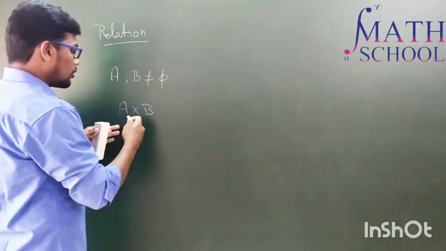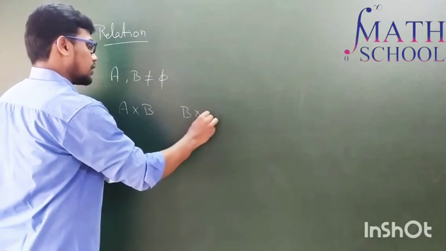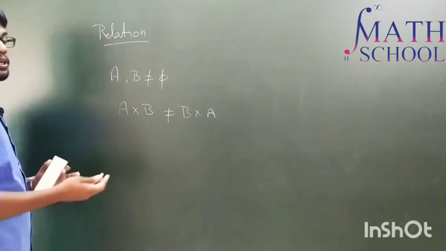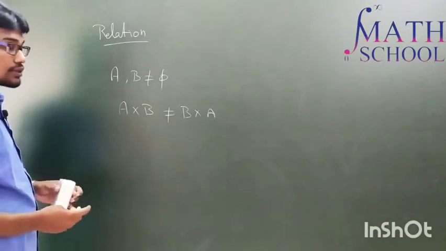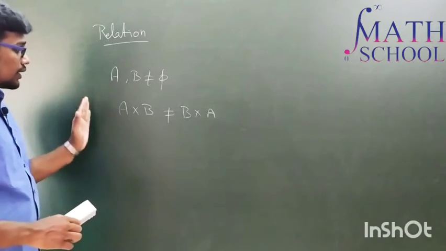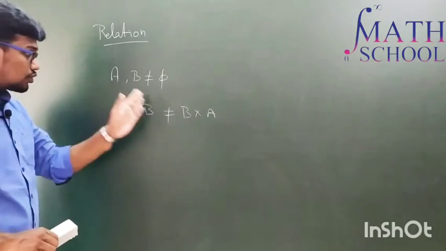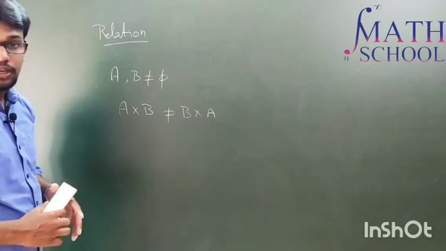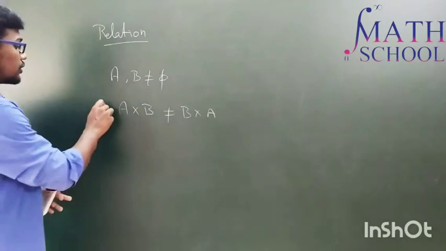And we know how to define B cross A, right? And we have already seen that A cross B need not be equal to B cross A in all cases. So when A cross B is not equal to B cross A, it is obvious that a relation from A to B need not be the same as a relation from B to A, right? So please make a note of it.